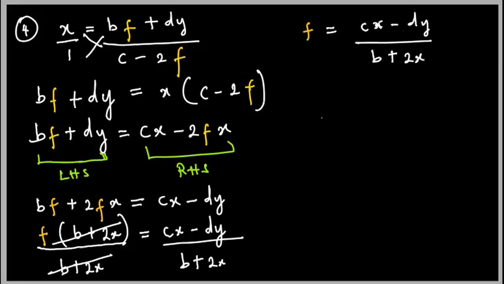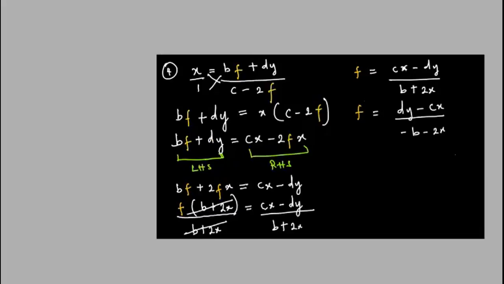You can choose to have another form of answer. Like I said, whenever you have a fraction, you can multiply the numerator and denominator by minus 1 to give you another form of answer. Of course, for this question, our answer can still be dy minus cx all over minus b minus 2x. So this can still be our answer, that is, if you multiply the numerator and the denominator by minus 1.